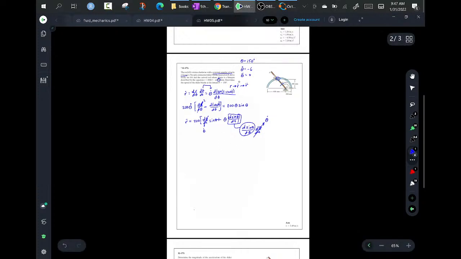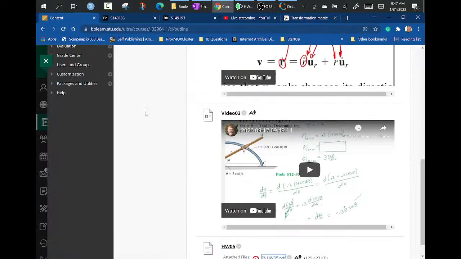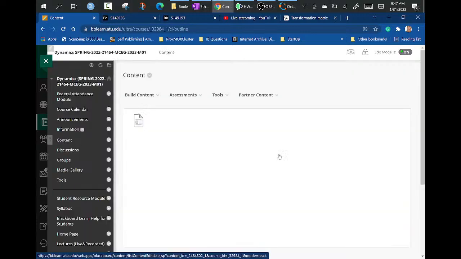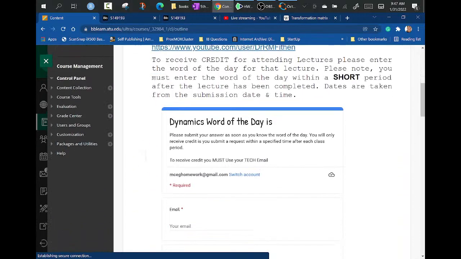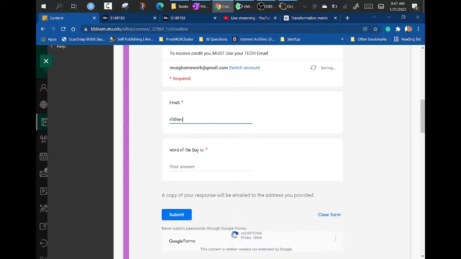And, oh, word of the day. Never did the word of the day. This is dynamics. Tree. There you go. There's your word of the day.